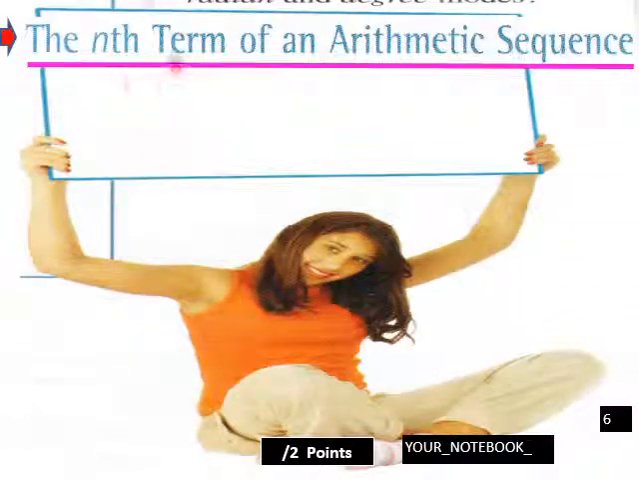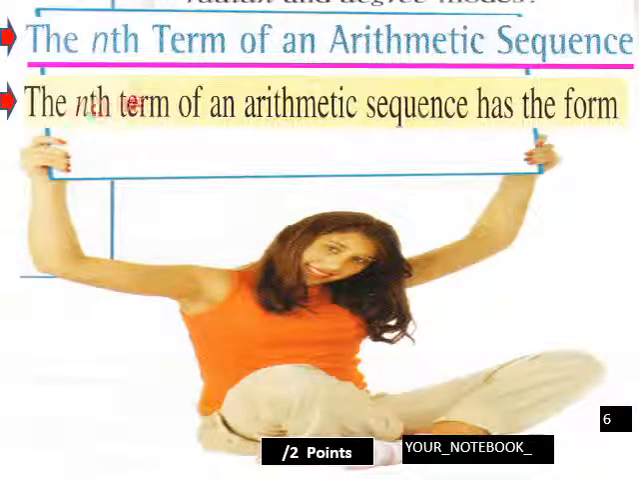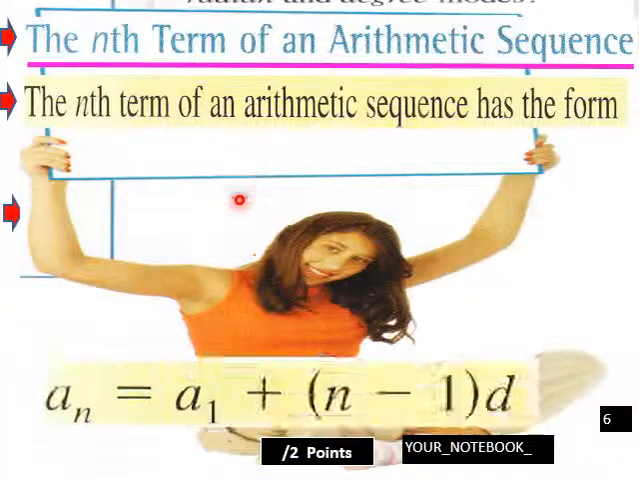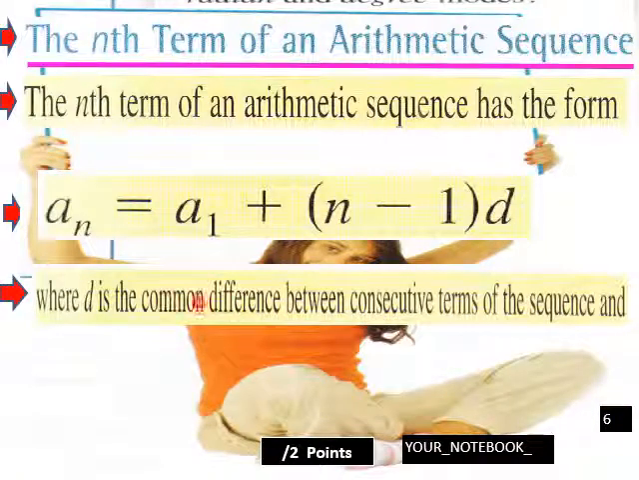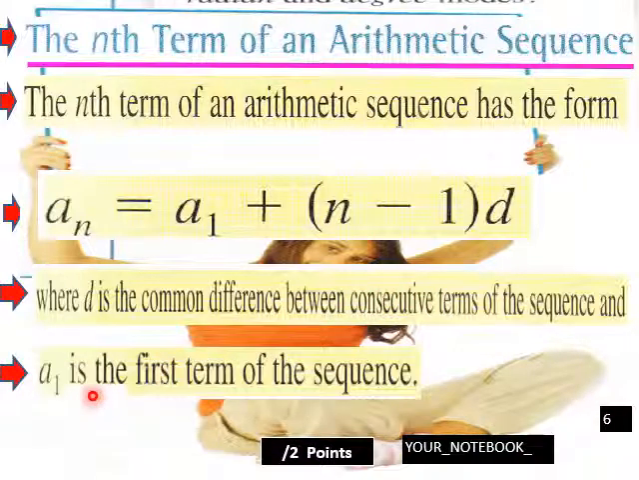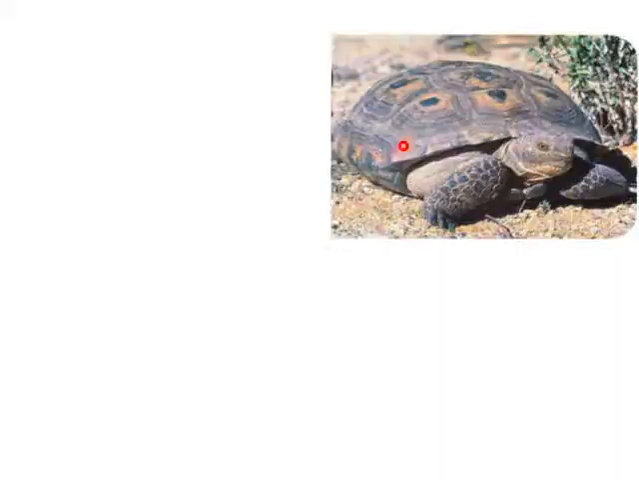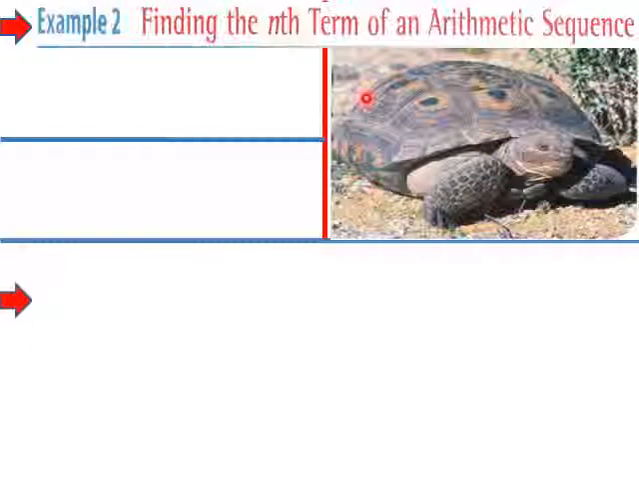Okay, page 6 here, the nth term of an arithmetic sequence. The nth term of an arithmetic sequence has the form a_n equals a1 plus (n minus 1)d, where d is the common difference between the consecutive terms of the sequence and a1 is the first term of the sequence. Okay, moving on to our next example.